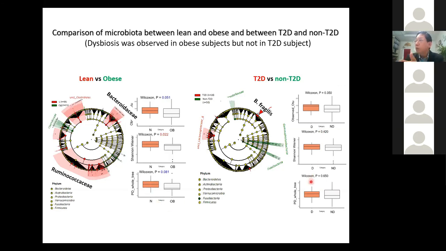However, if we compare the gut microbiome between T2D and non-T2D, the difference is not so much. Only a specific part of the microbiome is different. For example, this is only one species, Bacteroides fragilis, which is abundant in the T2D group compared to the non-T2D group.